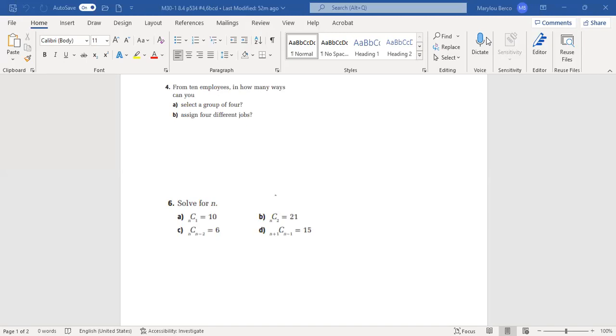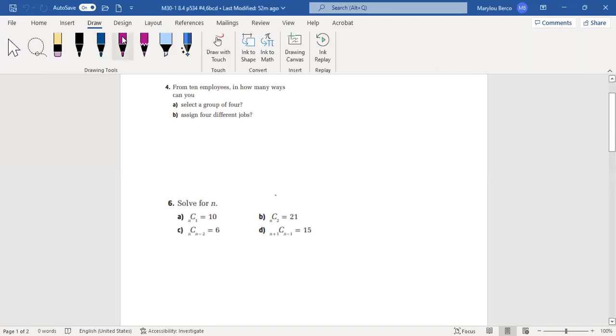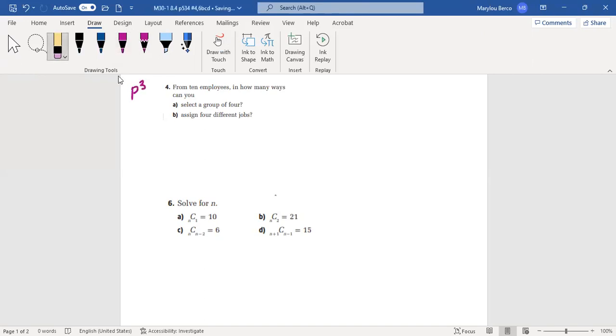Hi, we're taking a look at section 8.4 and question number 4 on page 534. From 10 employees, how many ways can you select a group of 4, assign 4 different jobs?